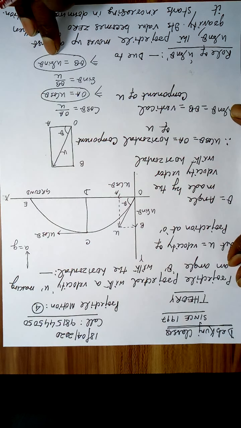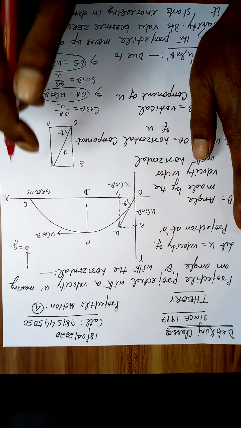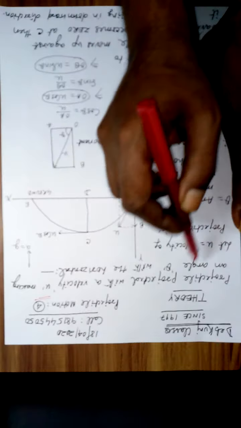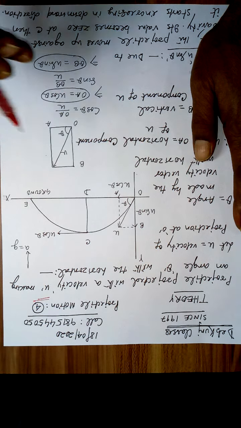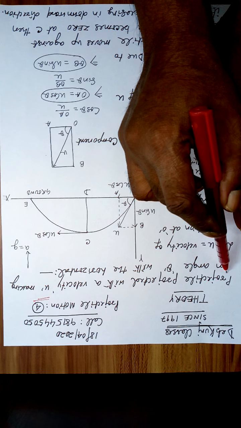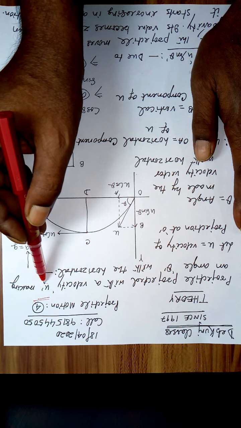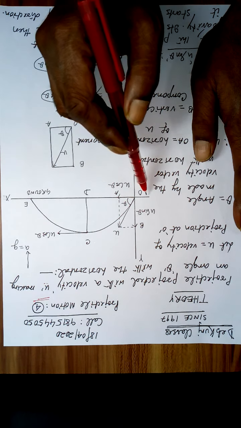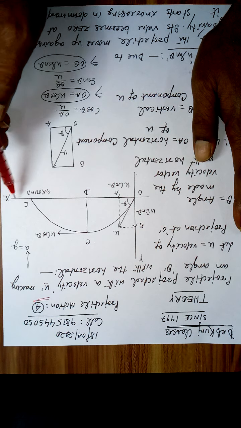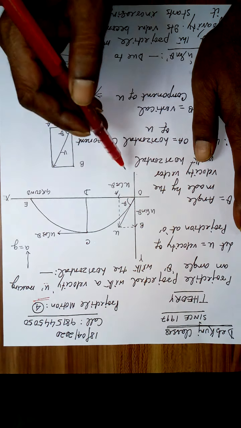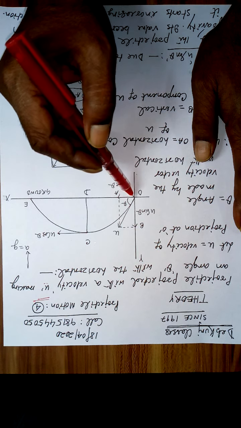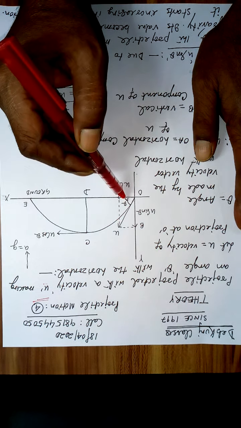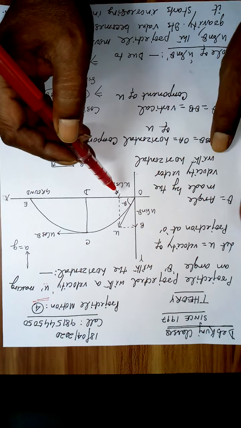Okay, now let us do the second part of the projectile motion, lesson 4 of projectile motion. The theory part, and we'll do a numerical at the end also. A projectile is projected with a velocity u, making an angle theta with the horizontal. Look, this is your ground, which is horizontal. This is your vertical axis. From the point O, a projectile is projected with a velocity u, making angle theta with the horizontal.